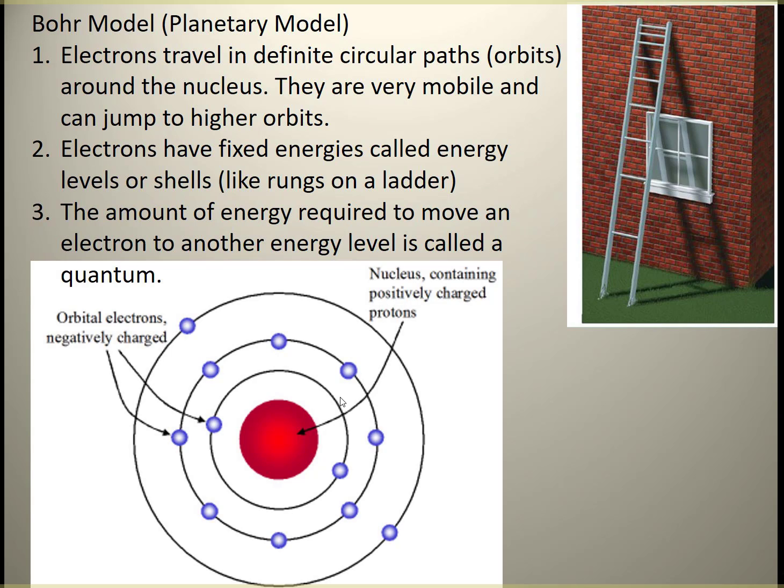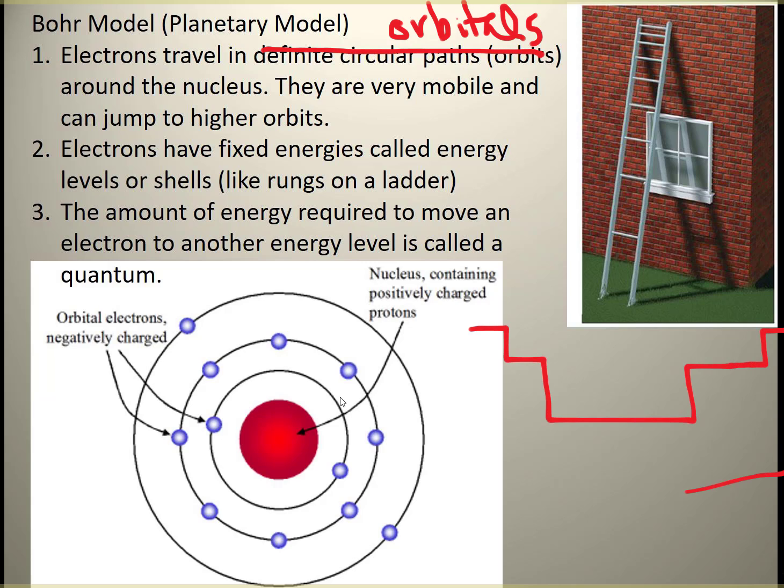Electrons travel in definite circular paths called orbits. Now we are correcting that and we call them orbitals, and we'll talk about it in just a minute. It's more of a probability cloud. The electrons have fixed energies called energy levels or shells, and that is correct. If we look at the periodic table, we see these energy levels by the rows 1, 2, 3, 4, 5, 6, 7. Those are the energy levels or shells.